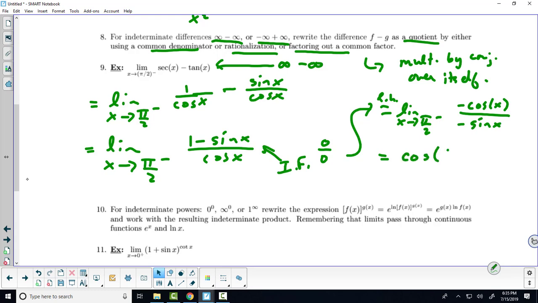So this gives us the cosine of pi over 2 over the sine of pi over 2, which is equal to 0 over 1, which equals 0. Okay? Folks, can you always say that an indeterminate difference will come out to be 0? No. Otherwise, we would just have said so.